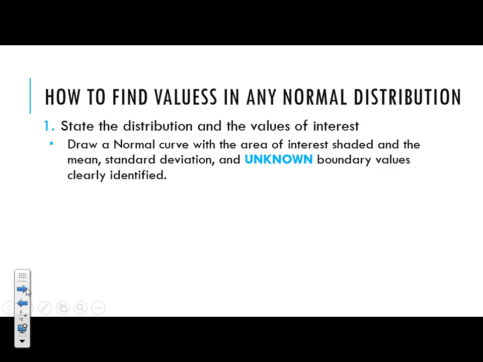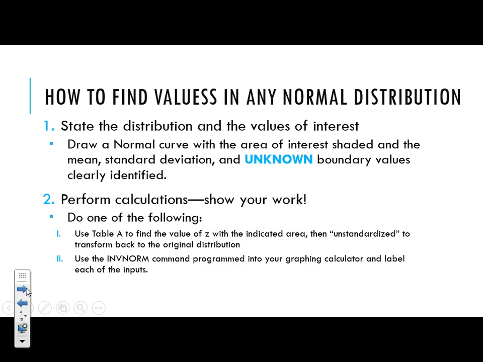So we start out again by drawing a curve and recognizing that we have an unknown boundary value, but we can still label it based on the percent that we're given. We have a good idea of where it would fall. Step number 2, again, we're going to perform our calculations, and we want to show our work. Just like our other problems, you have the choice: do you want to use table A, or do you want to use the inverse normal command programmed into your graphing calculator? I'm going to make the assumption that most of you are going to use your graphing calculator, so we'll work through that in our example here. And then finally, we answer the question.